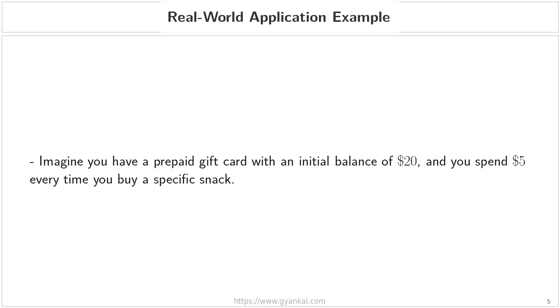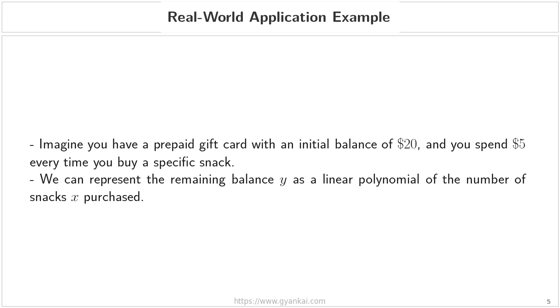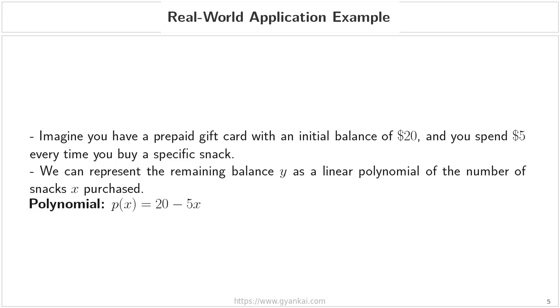Imagine you have a prepaid gift card with an initial balance of $20. Every time you decide to buy a specific snack, you spend $5. We can use this scenario to create a mathematical model. If we let x represent the number of snacks you have purchased, we can represent your remaining balance, which we'll call y, as a linear polynomial. Looking at our polynomial here, we have p of x equals 20 minus 5x.